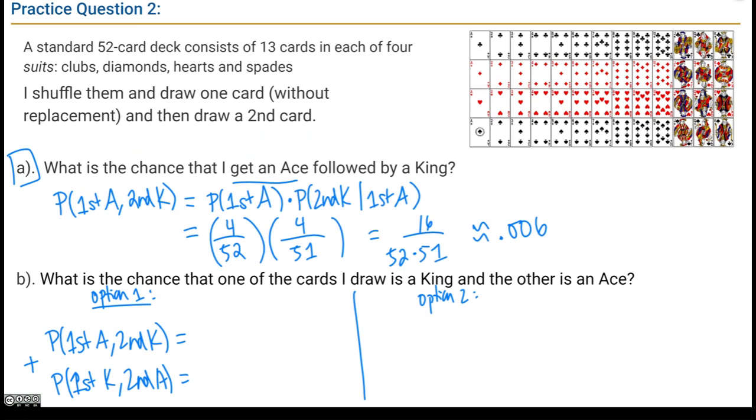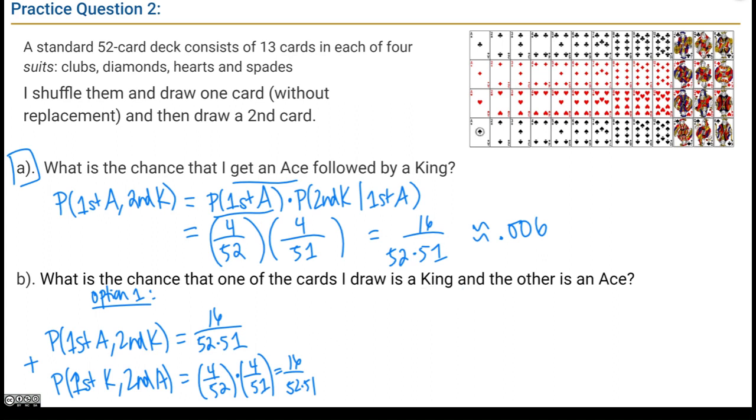Right. Okay, so this is the same one we did above. This is 16 out of 52 times 51. And so is this one. If I were to do a king first, notice what would happen. I'm still going to get 4 out of 52. And then I'm going to get 4 for my aces out of 51. So now, to add these together, my total, let me give myself a little bit more space, is basically twice.